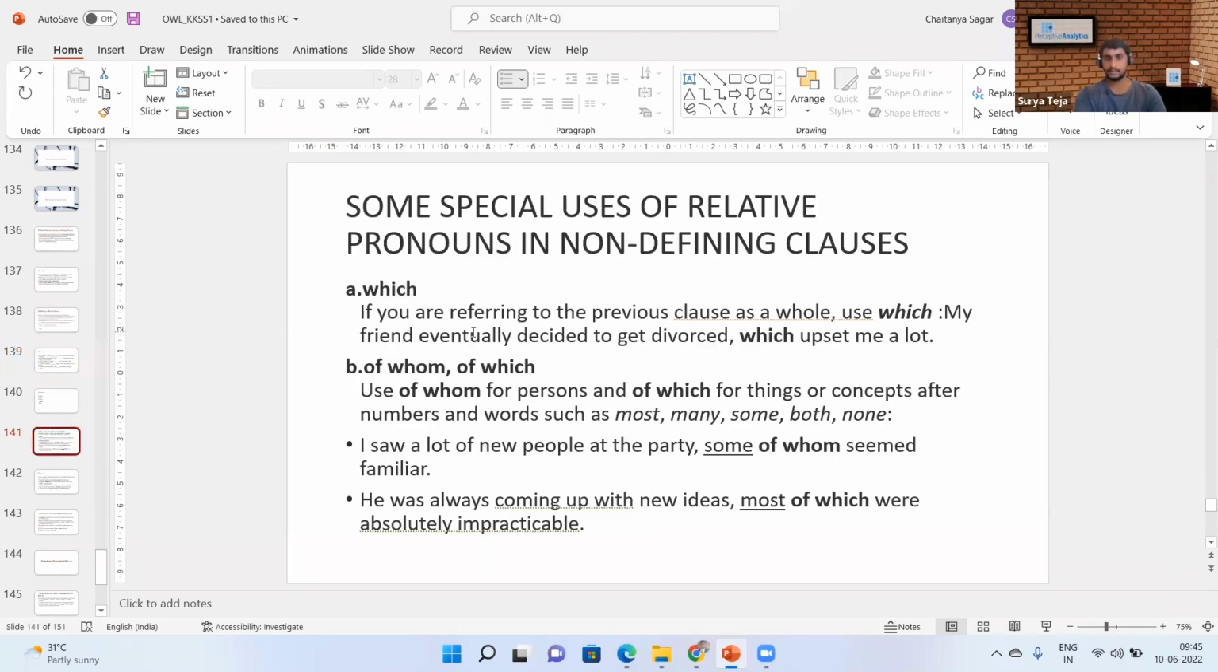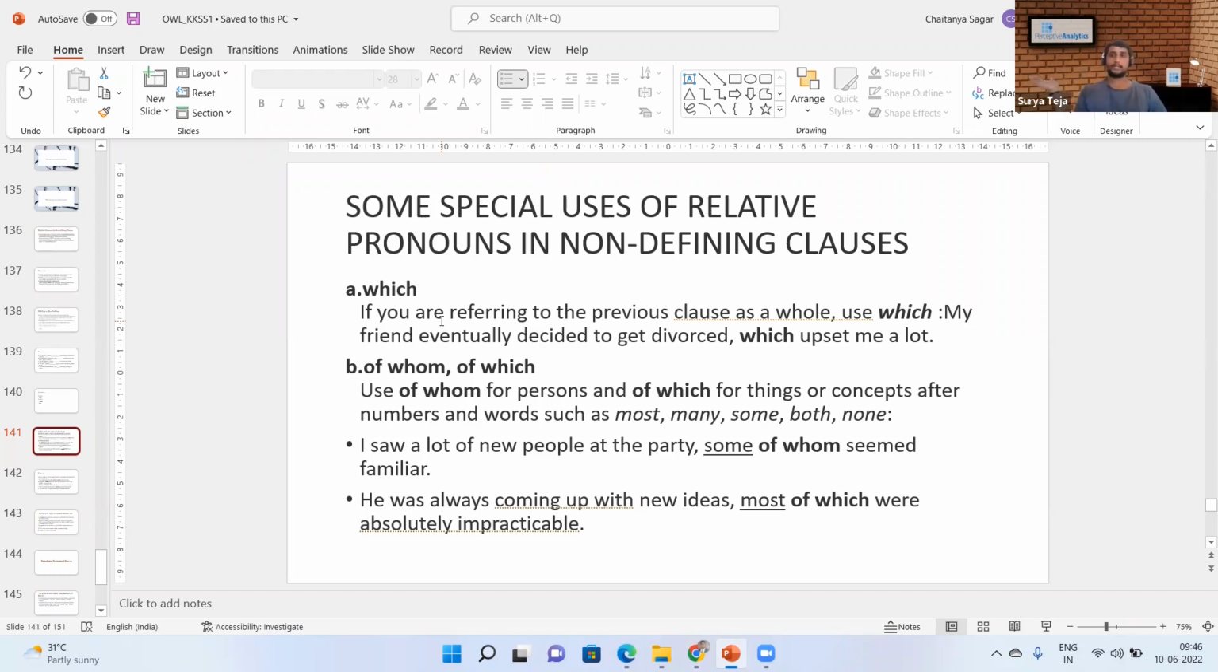So these are the practice examples, and I'll tell you about some special rules, some special uses, which we have to follow while working on relative pronouns. Sometimes there will be a situation where we are not referring to a person every time, because a relative pronoun usually talks about the subject or object.